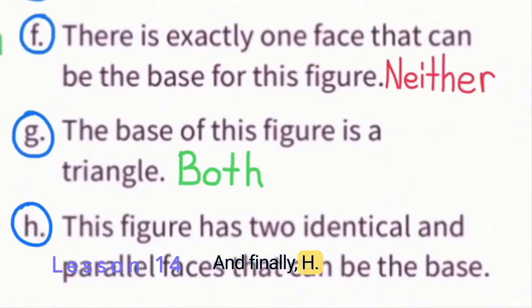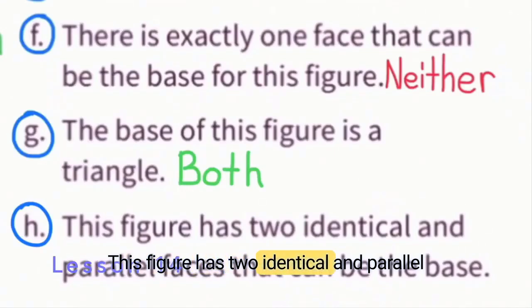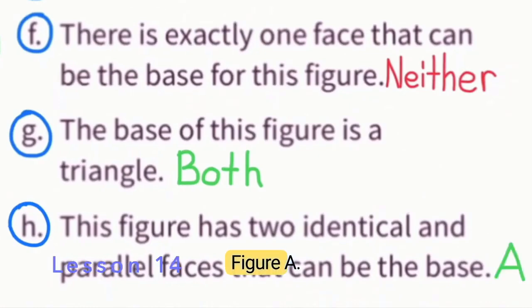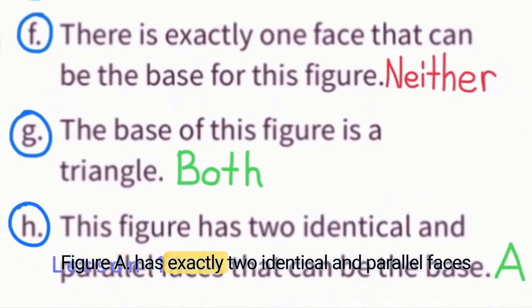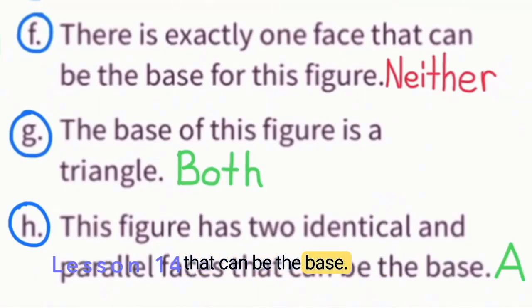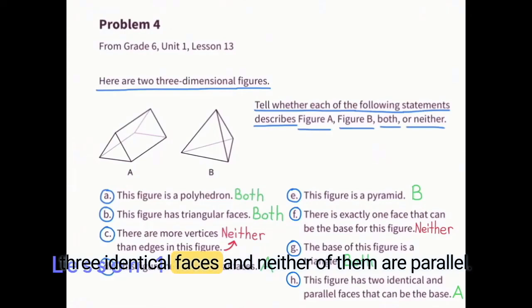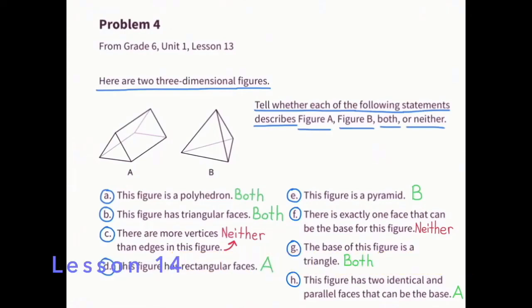And finally H. This figure has two identical and parallel faces that can be the base. Figure A. Figure A has exactly two identical and parallel faces that can be the base. The answer can't be figure B, because figure B has three identical faces and neither of them are parallel.